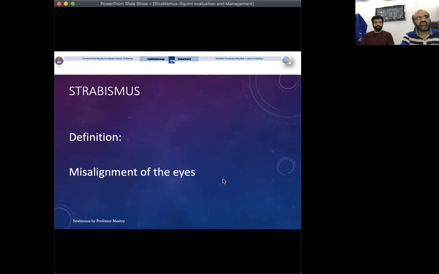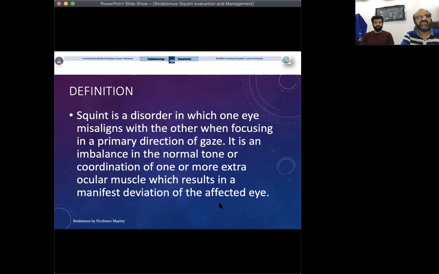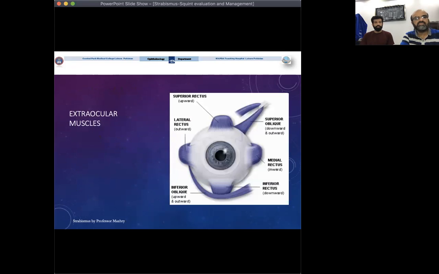Crossed eye is known as squint. Misalignment of the eyes is squint, a very simple definition. This is a little bit more detailed definition: squint is a disorder in which one eye misaligns with the other when focusing in a primary direction of gaze. And it is generally there because of the incoordination in the extraocular muscles.